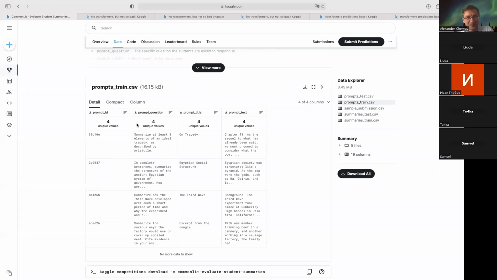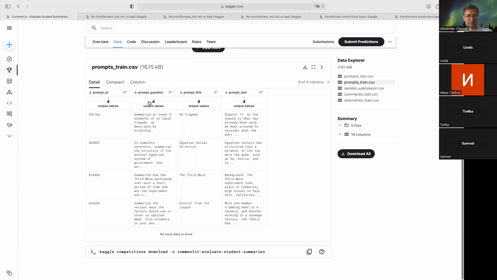But okay, a simple answer is I'm not going to use a model. I'm going to use a model with frozen gradient for prompt questions and prompt title and prompt text, because I think that this approach will not overfit for the several unique values in text columns.